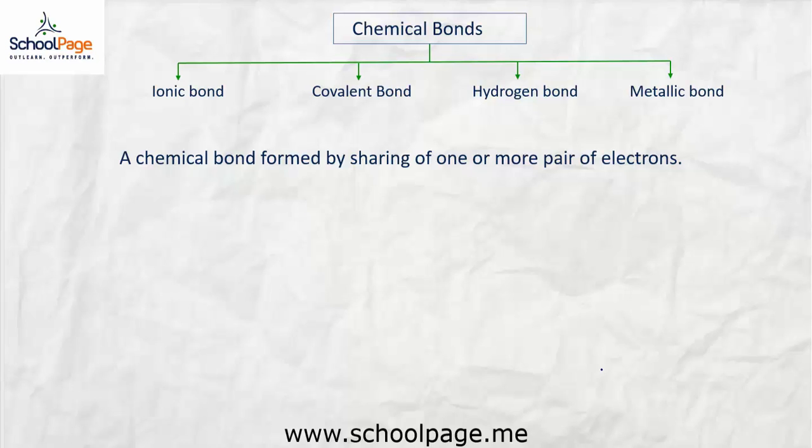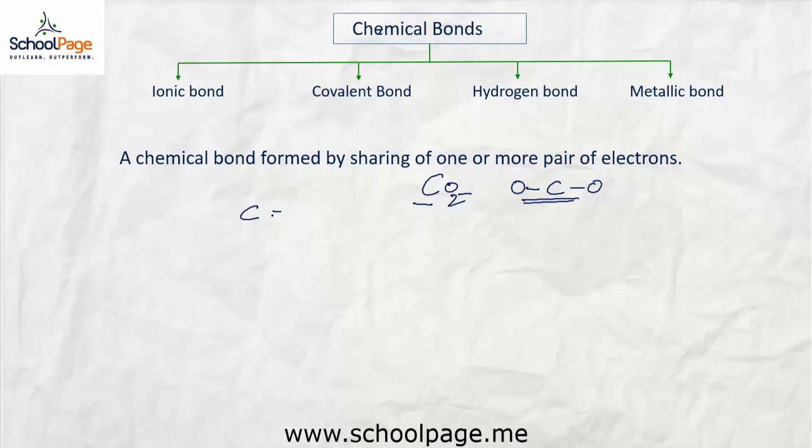Let us understand this by taking an example. Consider the compound CO2, carbon dioxide. Here we see two different kinds of atoms, carbon and oxygen. So one carbon atom and two oxygen atoms combine together to form one molecule of carbon dioxide. Now let us see how they bond with each other.